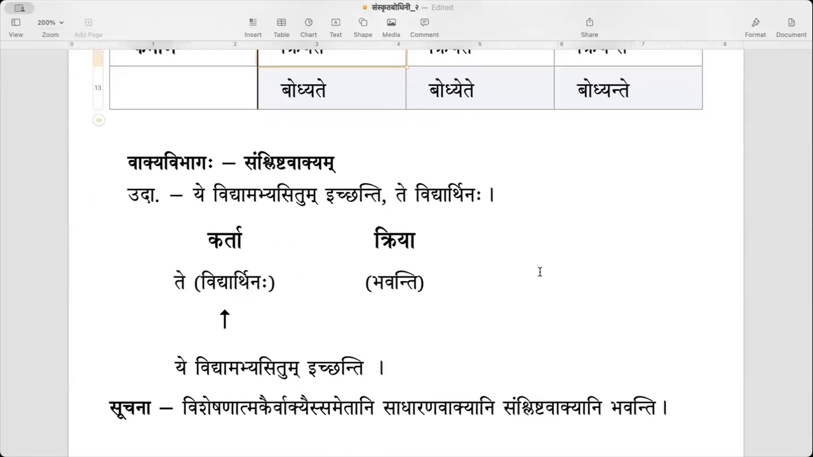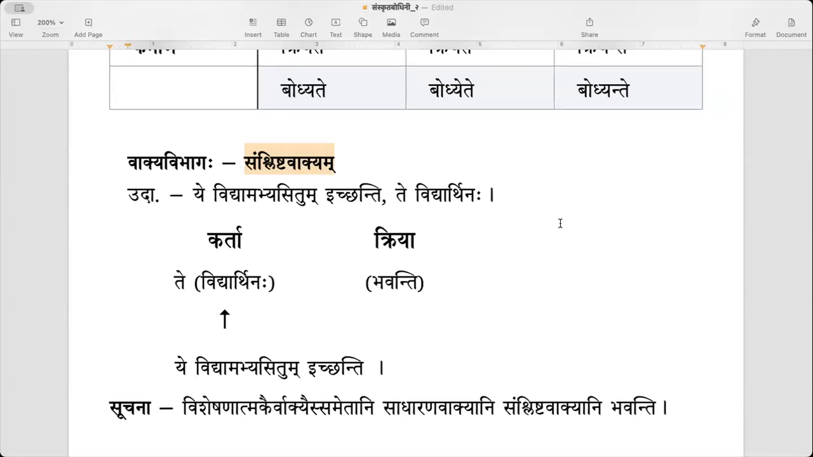Last time we saw about sadharana vakyam. Any questions till now? Is it okay? Fine. So now it is samslishta vakyam. Samslishta vakyam is where you have compound sentences. In English also we have read simple sentences and compound sentences. So the same here also, sadharana vakyam and samslishta vakyam.